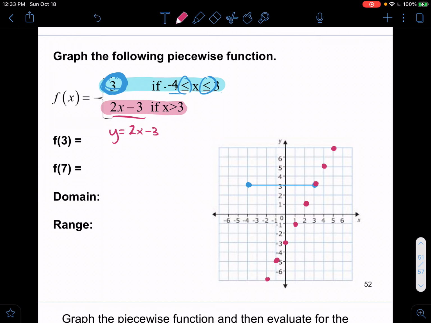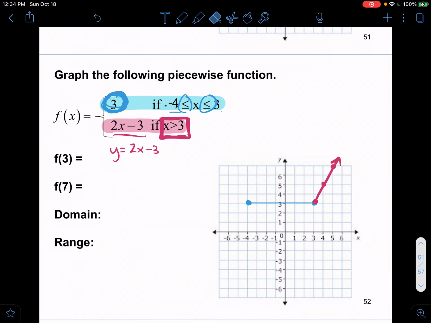Now, this function takes over whenever x is greater than 3. So when x is greater than 3 is when this function is going to take over. So we can see that that would only give us those points. So x being greater than 3, we can see our two parts of our function showing up together.